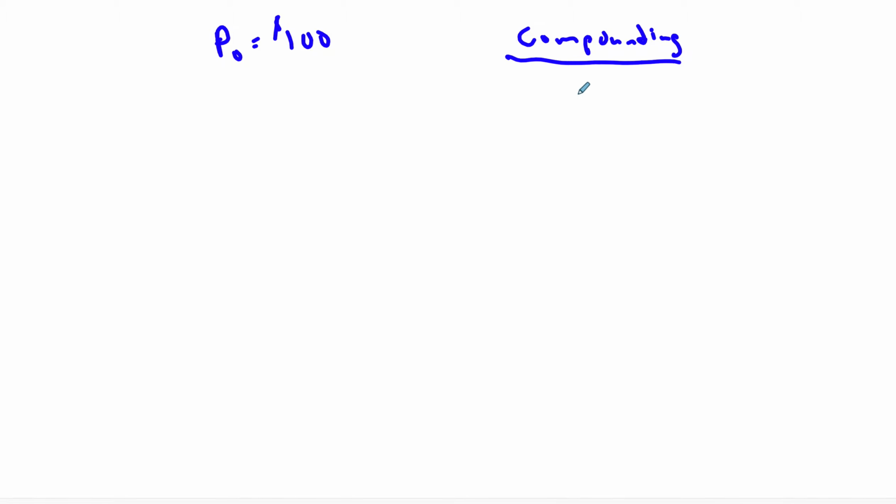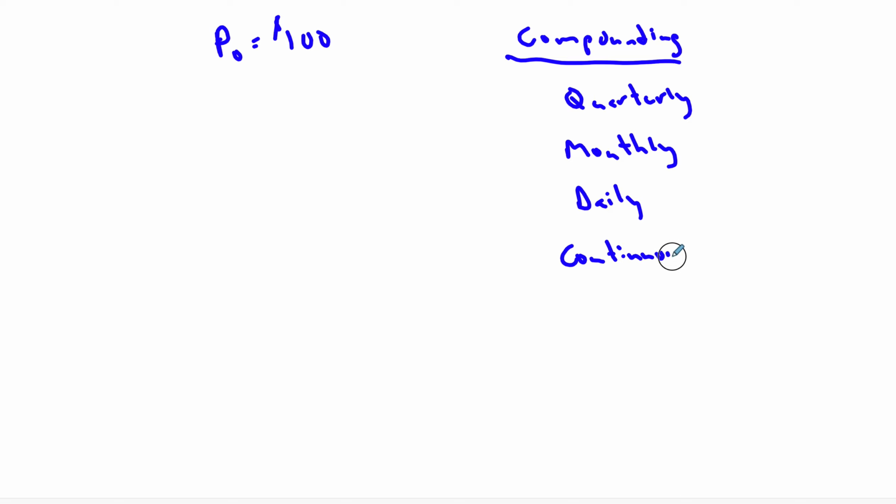Let's go with quarterly, monthly, daily, and then continuously. And let's make our APR, just for argument's sake, 4%, okay? That means every year you'd get 4%.